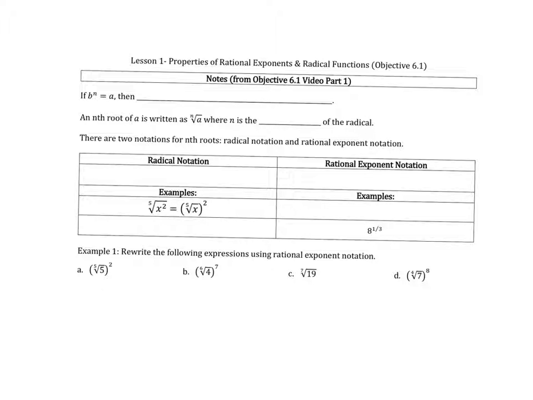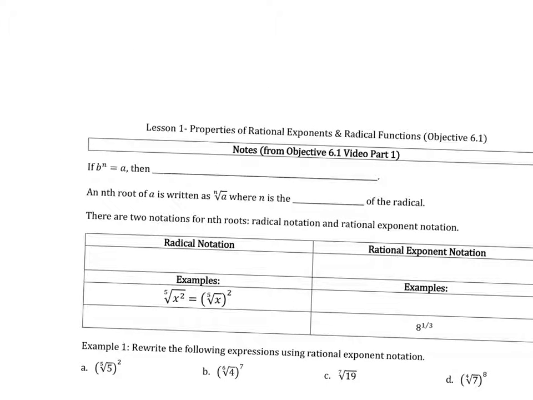This video is over Lesson 6.1, Properties of Rational Exponents and Radical Functions. Let's start with a few vocab words and a little definition of what we're going to be talking about when we talk about exponential form and radical form. So here we have on this first line, if b to the n equals a, then, so that's in exponential form. In radical form, we can actually write it as b.